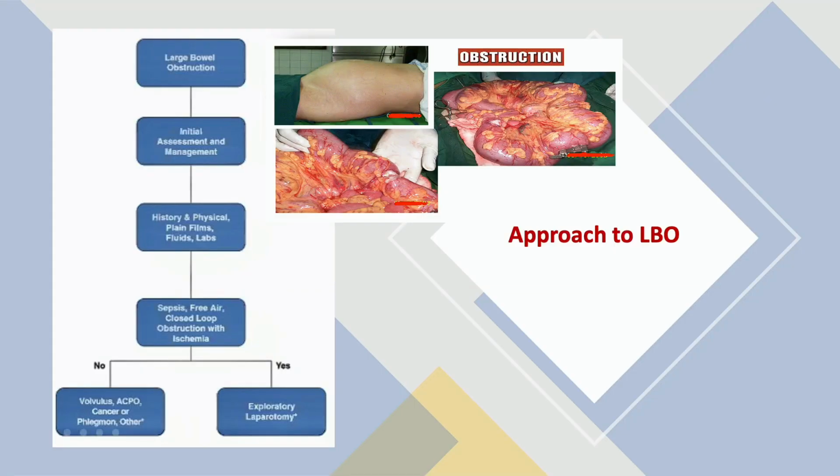Patients with a suspected large bowel obstruction warrant a thorough assessment and timely management. Diligent history and physical examination with plain abdominal X-ray films confirms the diagnosis, followed by resuscitation with fluids, as most patients present with signs of dehydration as a result of vomiting and third space losses. Severity risk assessment should be undertaken. Signs of sepsis, pneumoperitoneum, and closed loop obstruction with strangulation warrant an emergency surgery ASAP.